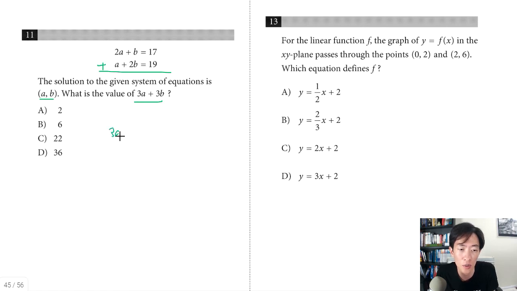2A plus A is 3A, B plus 2B is 3B, 17 plus 19 is 36, and right there is my answer, because that's exactly what they're looking for. So notice that you did not have to solve for A individually, you did not have to solve for B individually, and just by seeing the connection between what they're giving you and what they're asking for, you're able to get what they're asking for much more quickly.